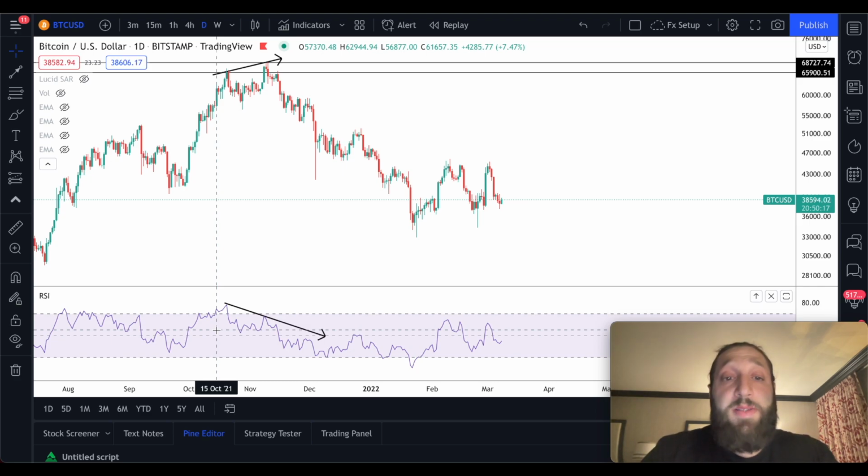It's found me awesome entries, and using the bearish divergence, you can start exiting out if you think it's getting toppy, and it's just been awesome using RSI and pairing it with moving averages, for example.